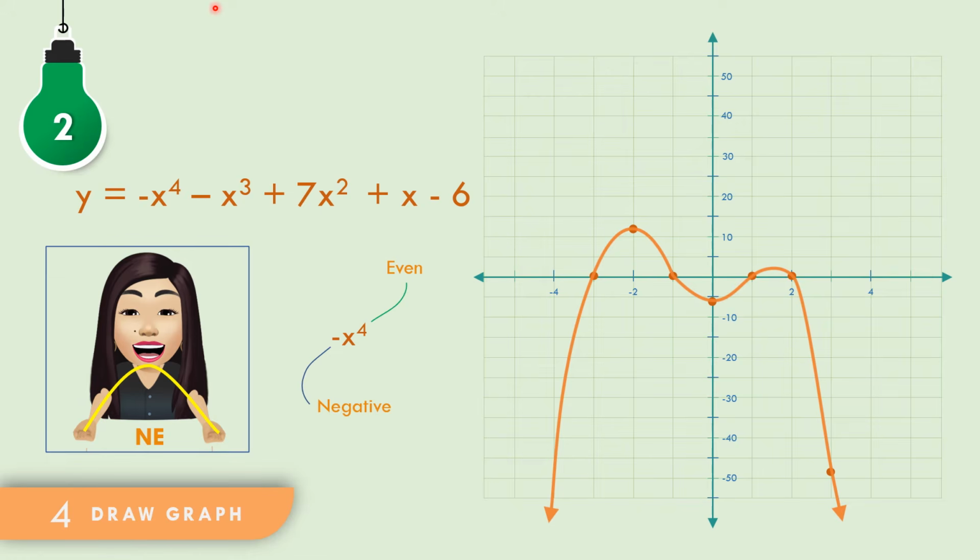So how many turning points? So the given exponent is x to the fourth, so minus 1. So it means at most 3. So 1, 2, and then 3.